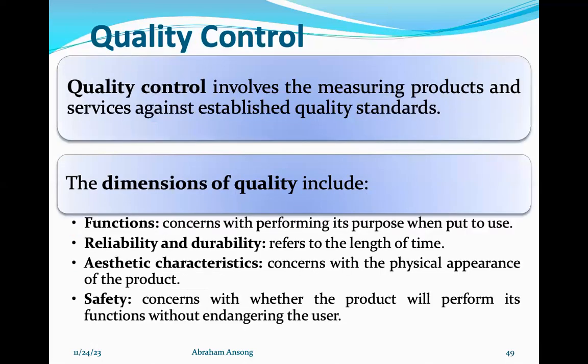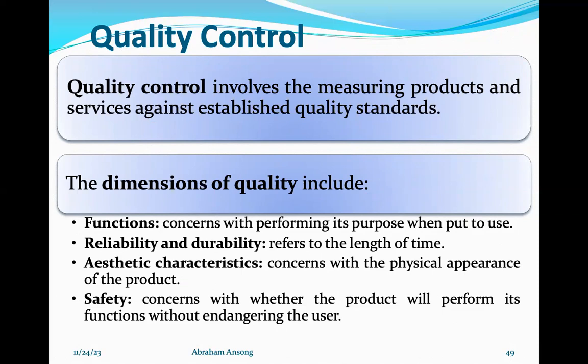All right. We have quality control in production and operations management. Quality is an important factor that must be considered. Quality control involves measuring products and services against established quality standards. So what is quality is based on the quality standards that were established. It's very, very important for us to make that particular point.